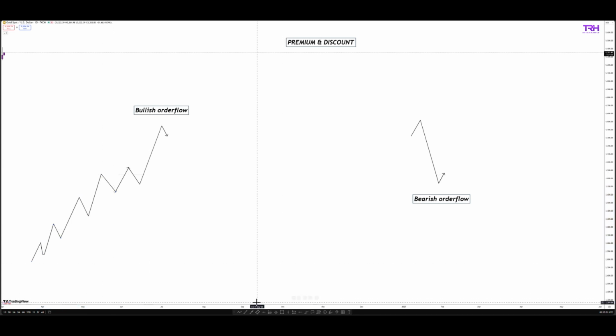Then the same thing applies to the bearish as well. Lower high, lower low, lower high, lower low, and we've got lower high, right?